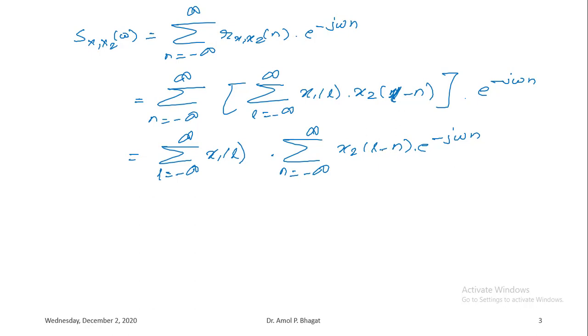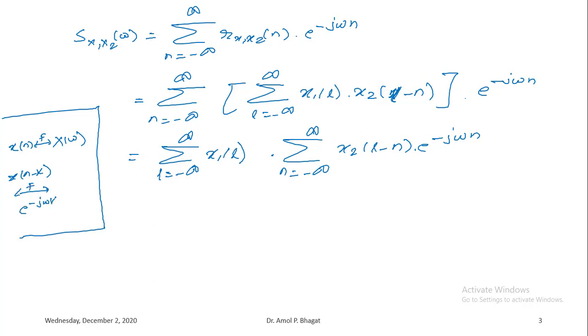Okay, so here you can see as per the time shifting property, it is n minus L basically, right? But for applying the time shifting property here it should be n minus L. As we know, as per the time shifting property, if x of n has the Fourier transform x of omega, then x of n minus k has the Fourier transform e to the power minus j omega k into x of omega, right? So this is as per the time shifting property.